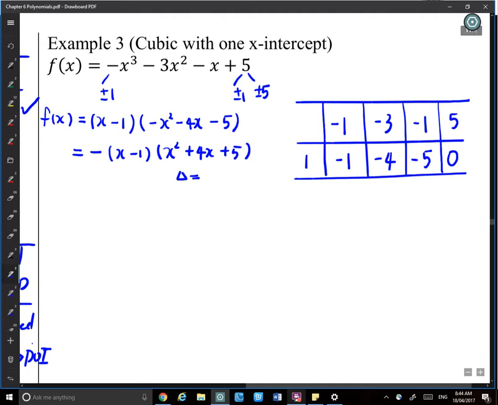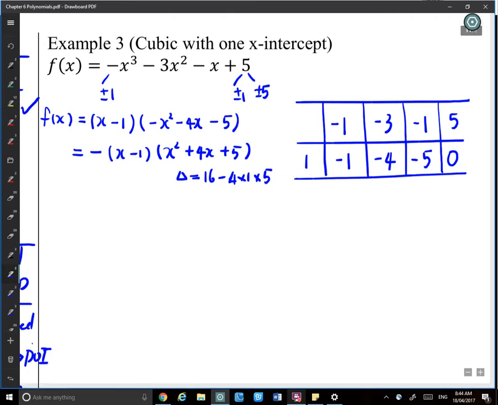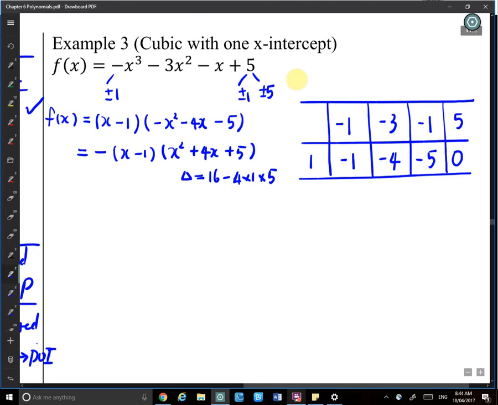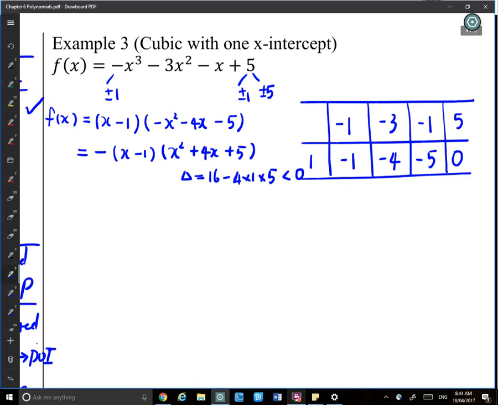Check the discriminant. I have 16 minus 4 times 1 times 5, which is 20. So 16 minus 20 gives you a negative number. Your discriminant is actually smaller than 0. What does that mean? That means there's no further factorization for that quadratic term.